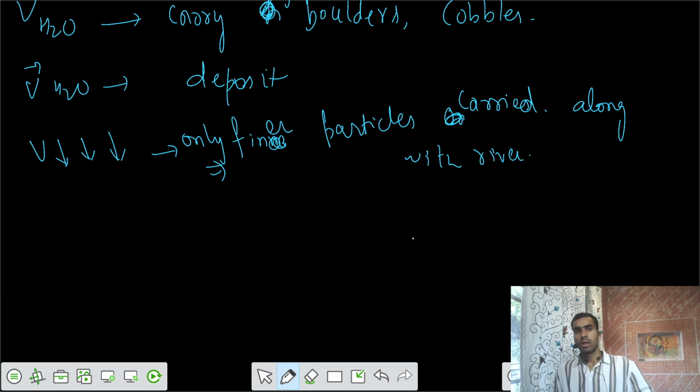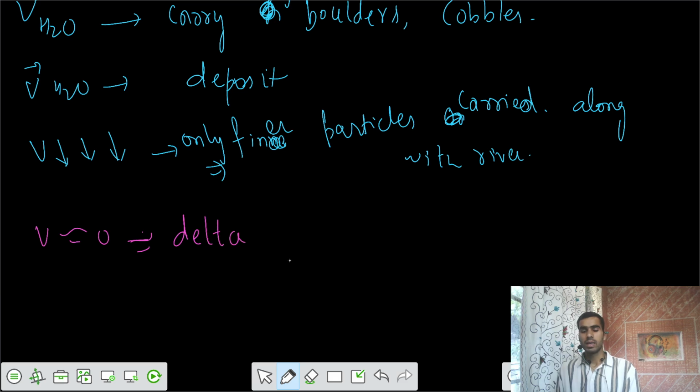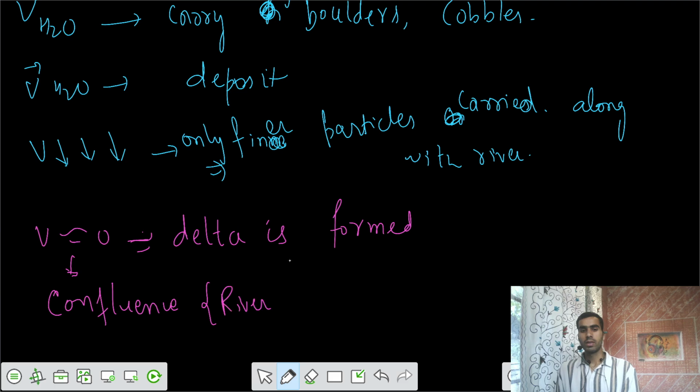Finally, if the velocity approaches zero, near the delta, a delta is going to be formed. The velocity is almost zero near the confluence, near the meeting point of a river body with a lake, or it can be with the sea also. The river body meeting some other body.